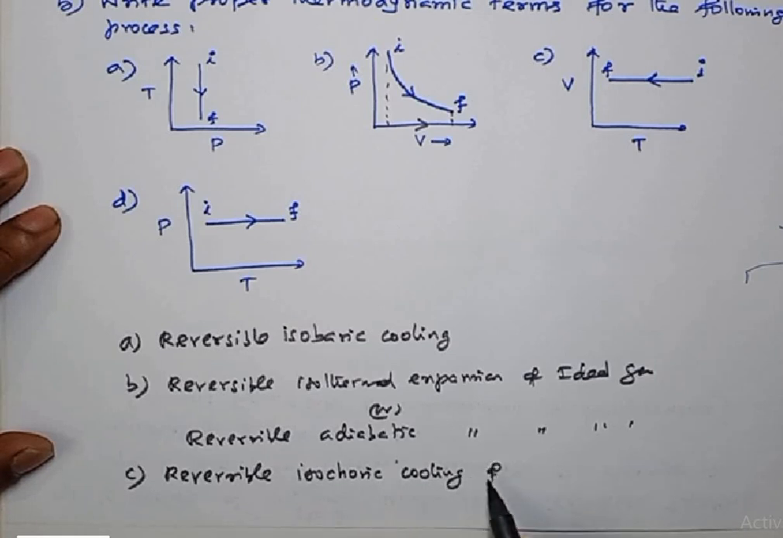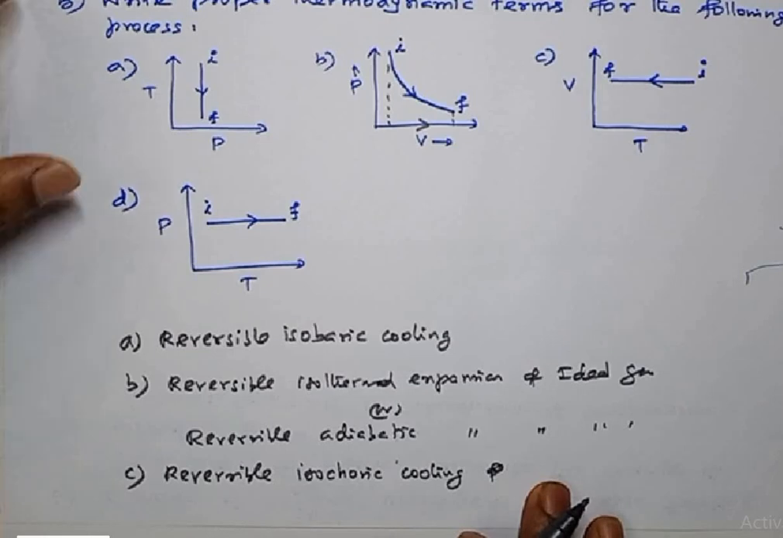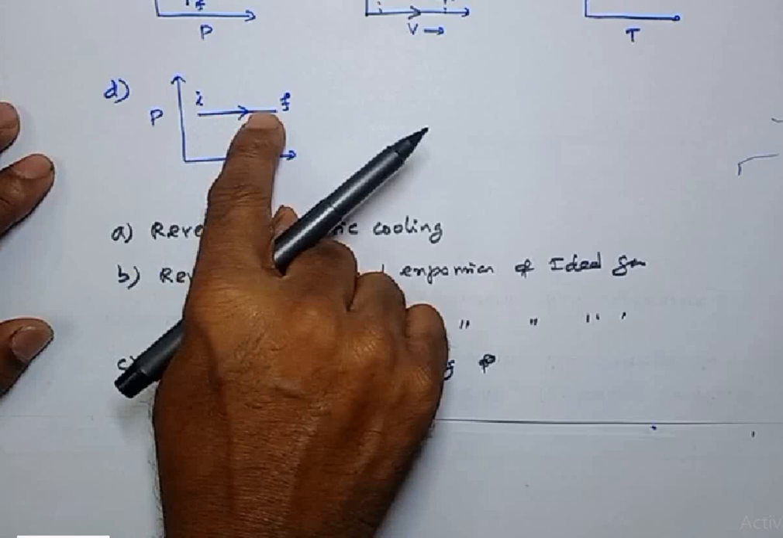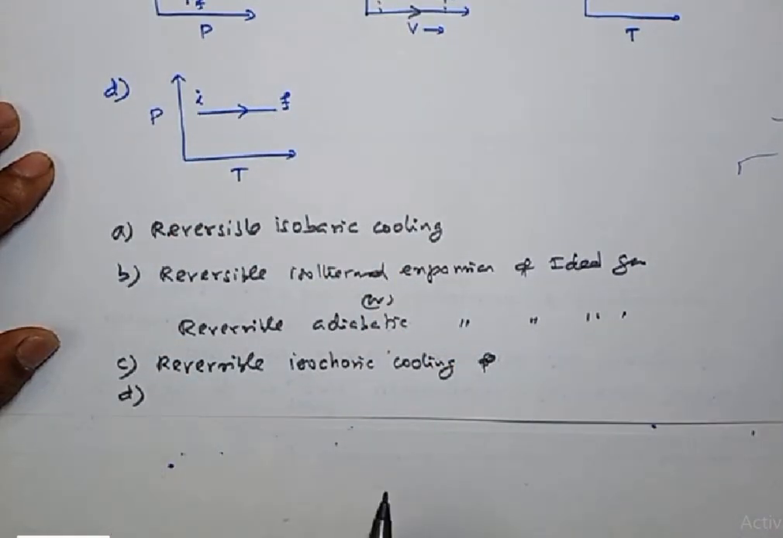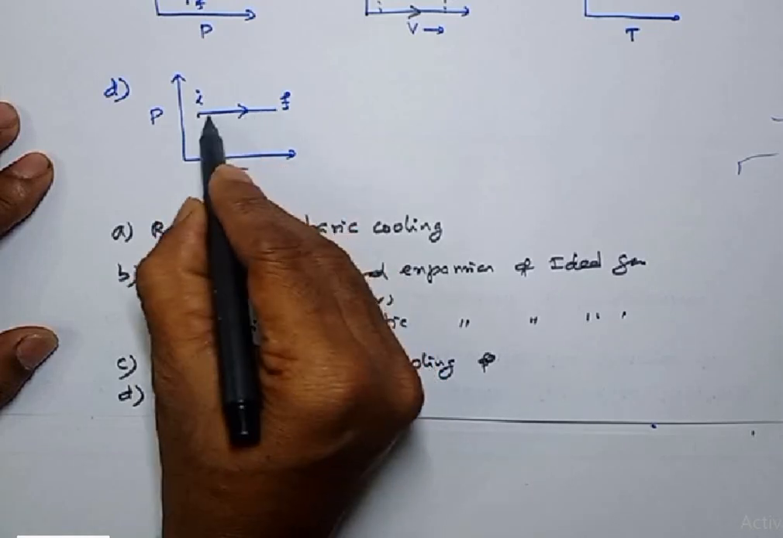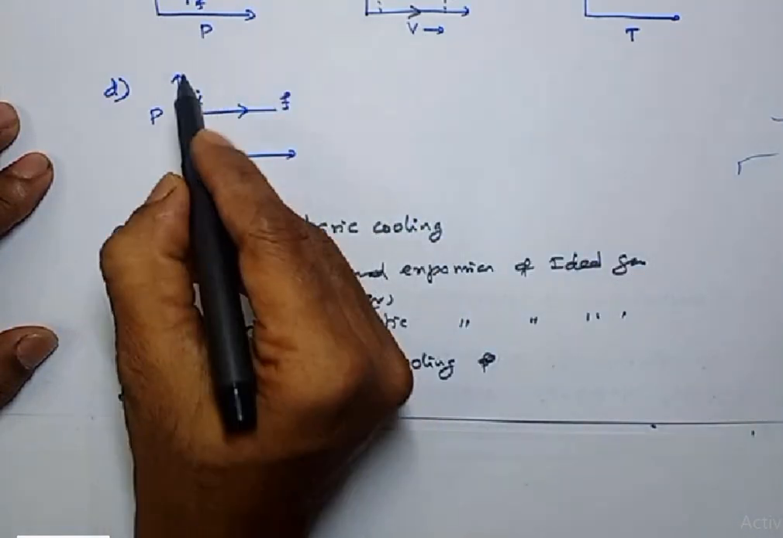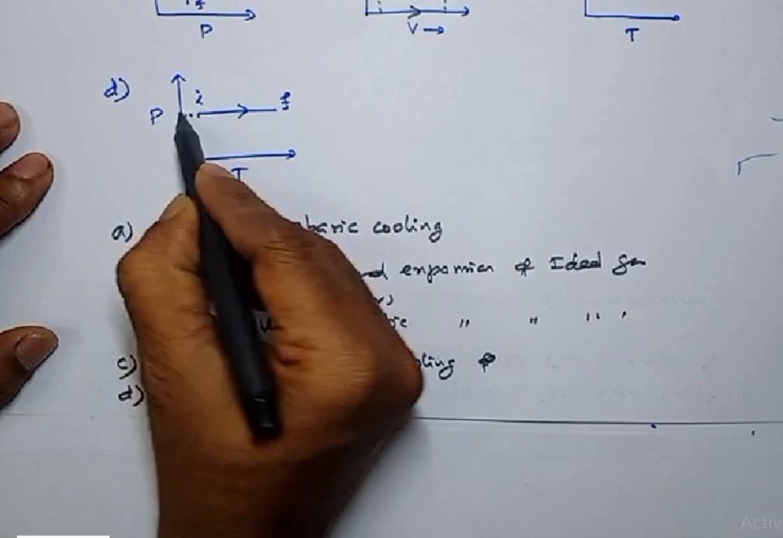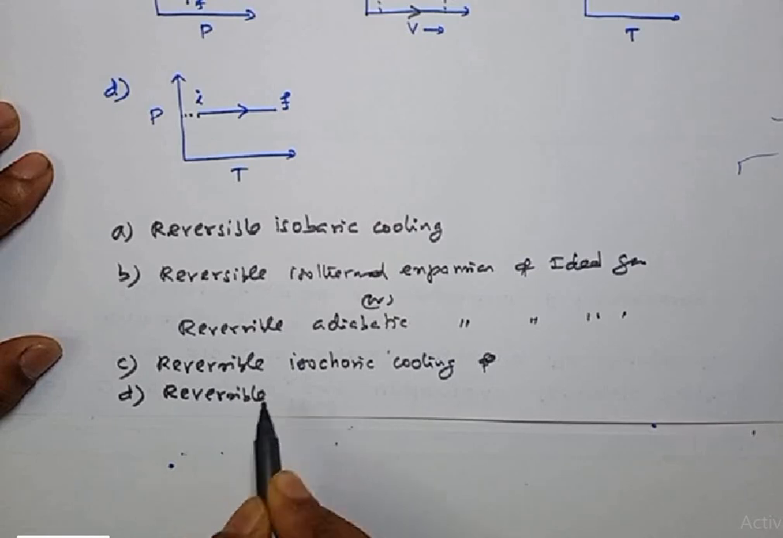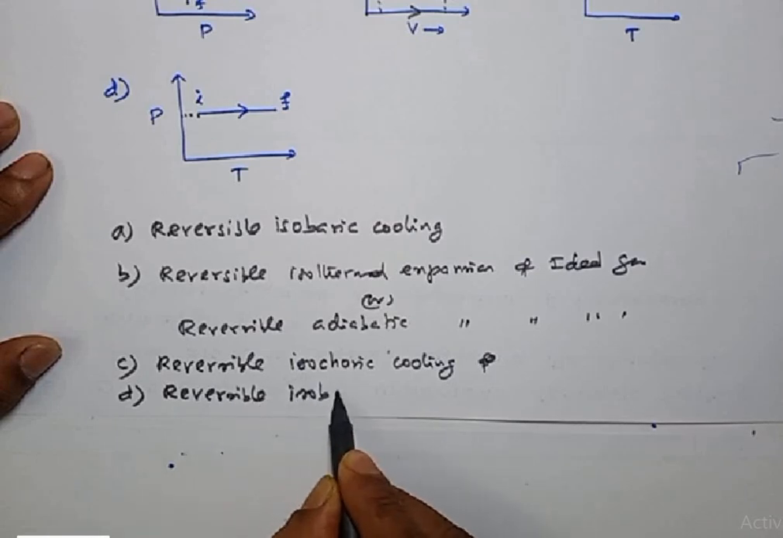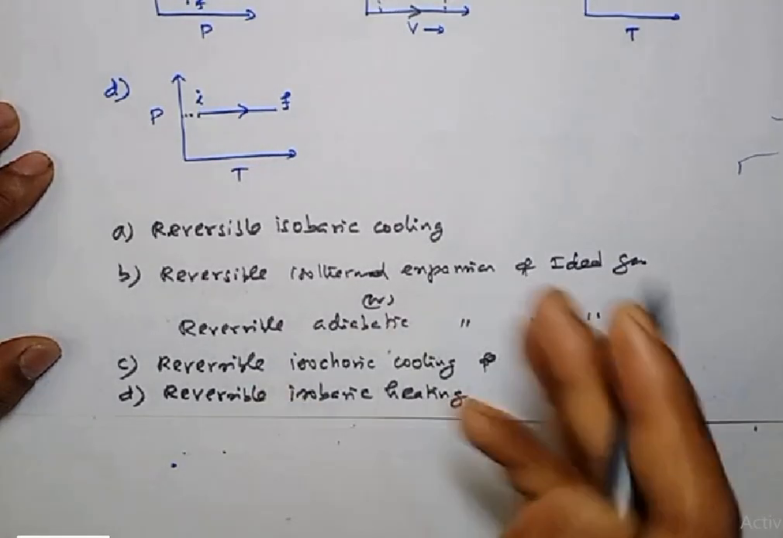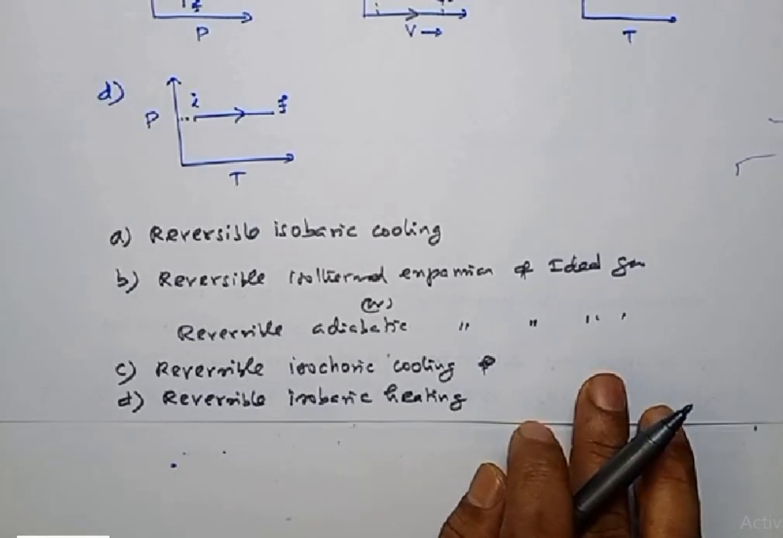Reversible isochoric cooling of gas. Okay, just write cooling is enough. Then question D. See this question, again it is given solid line, so it should be a reversible process. But here, this is the initial state, this is the final state. Temperature is increasing, which means heating. During this heating process, pressure remains constant, so it is isobaric. So the name is reversible isobaric heating of the substance.